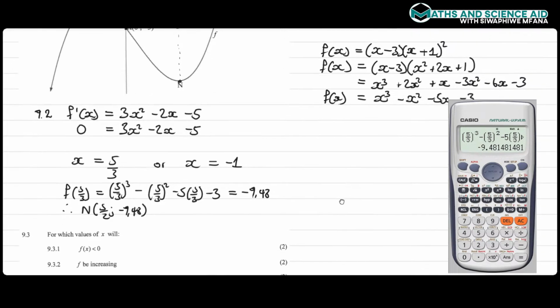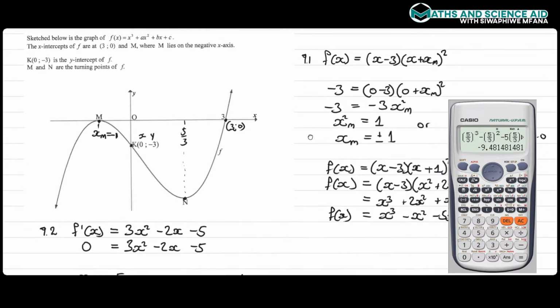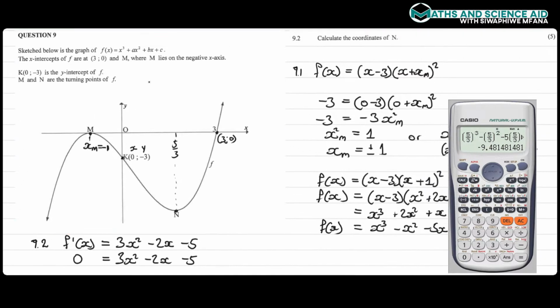And now let's move on to 9.3. 9.3 says, for which values of x will f of x be less than 0? And as you can see, that's only for 2 marks. So you just need to refer to your graph. We want to know the values of x where f of x is less than 0.